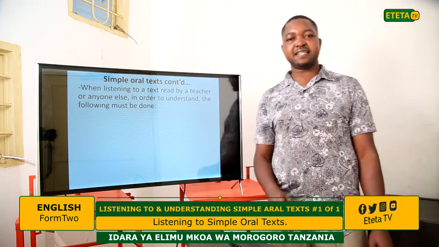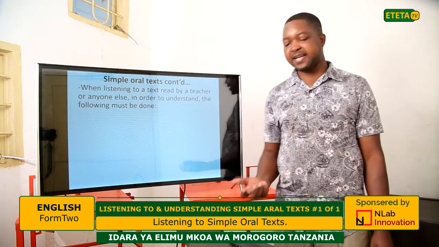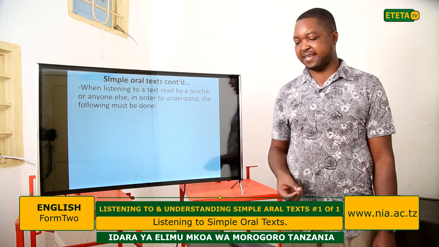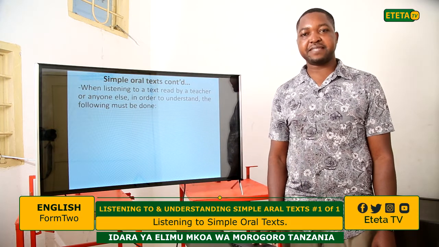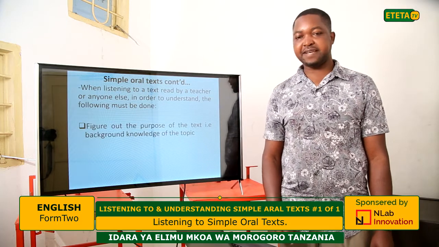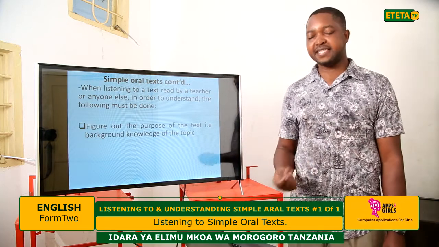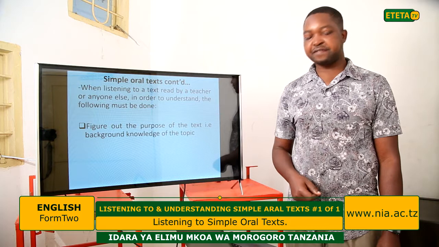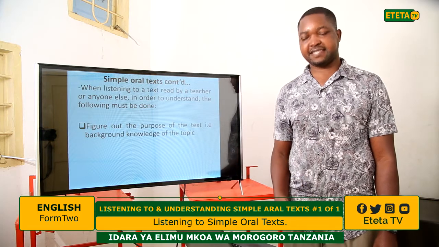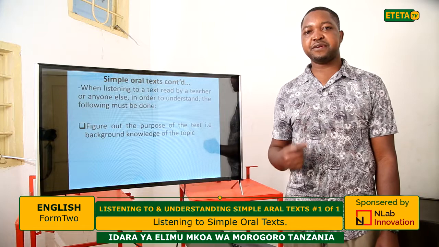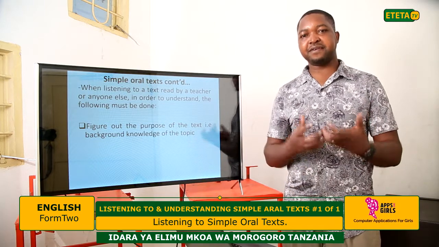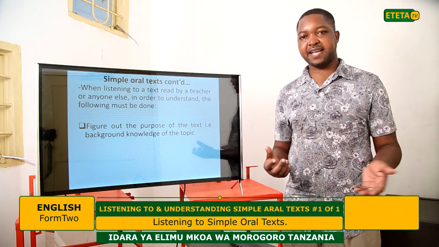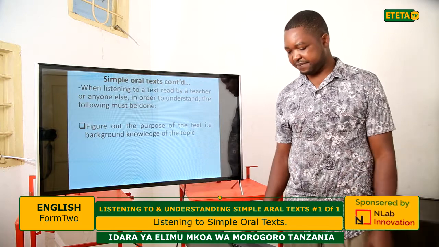So when listening to a text read by a teacher or anyone else, in order to understand, the following must be done. The first important thing that you have to note when listening, in order to understand what is spoken or read, is to figure out the purpose of the text. That is the background knowledge of the topic. You need to have the background knowledge of the topic in order to have some clues concerning what is read. That is very important.